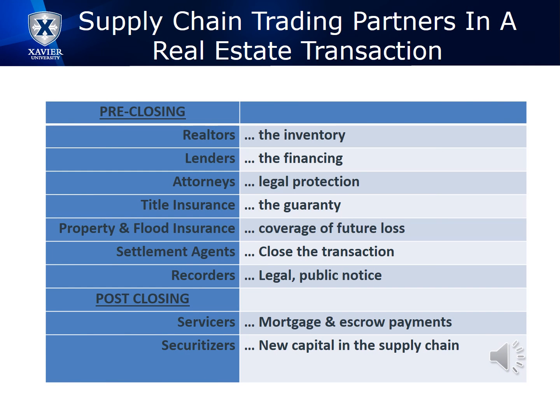Supply chain partners in a real estate transaction are oriented in a service capacity. The product they are providing is service. Realtors provide the inventory, lenders provide the financing, attorneys provide legal protection, title companies provide the guarantee of clear title or transfer, property and flood insurance covers potential future loss of the property, settlement agents close the transaction and act as an uninterested third-party fiduciary.